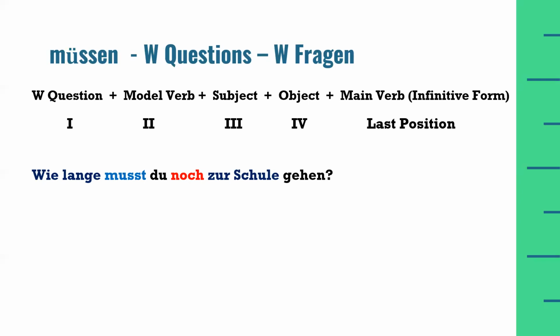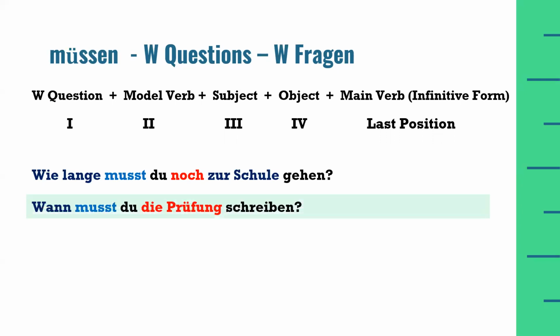At second position, we use the modal verb, we conjugate the modal verb according to the subject which comes at the third position. So in this sentence, du is the subject at third position, and the conjugation of müssen for subject du is musst. And at the last position, we have gehen, the main verb which we have used in the infinitive form.